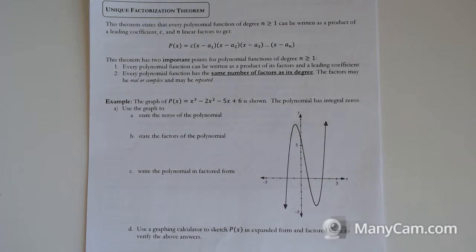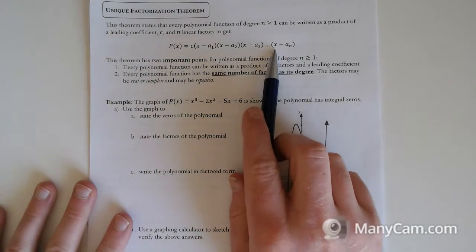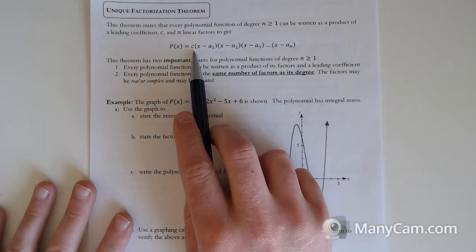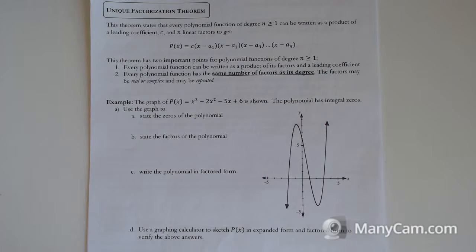Every polynomial function of degree n greater than or equal to 1 can be written as a product of a leading coefficient c and n linear factors. So every single polynomial can be written in this way, is what it's saying. You can have some kind of common factor and then a set of factors. And every single factor tells you what the x-intercepts are.